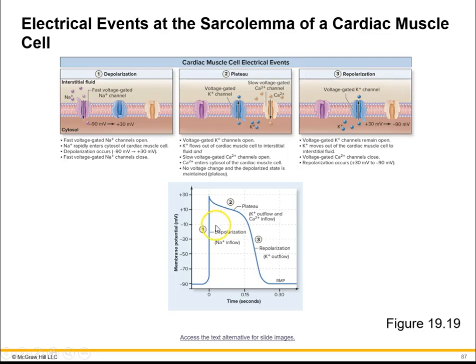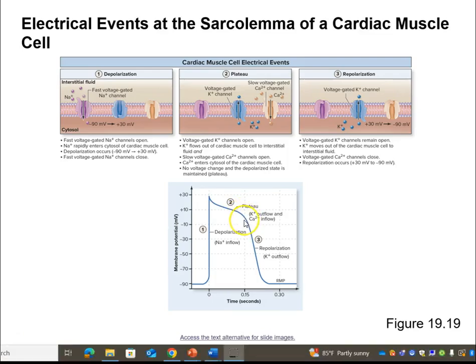Potassium is going to flow out of the cardiac muscle cell, and slow voltage-gated calcium channels are going to open. And this is going to allow calcium to flow into the cell. And so you can kind of see this flattened area of the curve here is the plateau, where you've got movement of both of these ions in and out of the cardiac muscle cell.